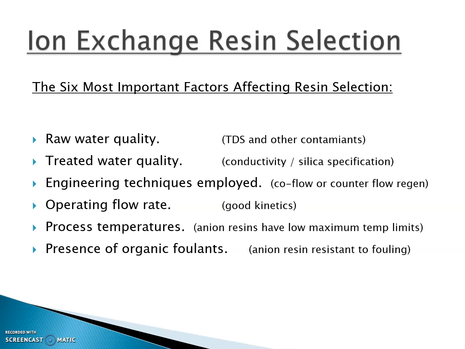Raw water quality, this is TDS and other contaminants; treated water quality, conductivity and silica specifications; engineering techniques employed, co-flow or counter-flow regeneration; operating flow rate, which is good for kinetics; process temperature, as anion resins have low maximum temperature limits; and presence of organic foulants.